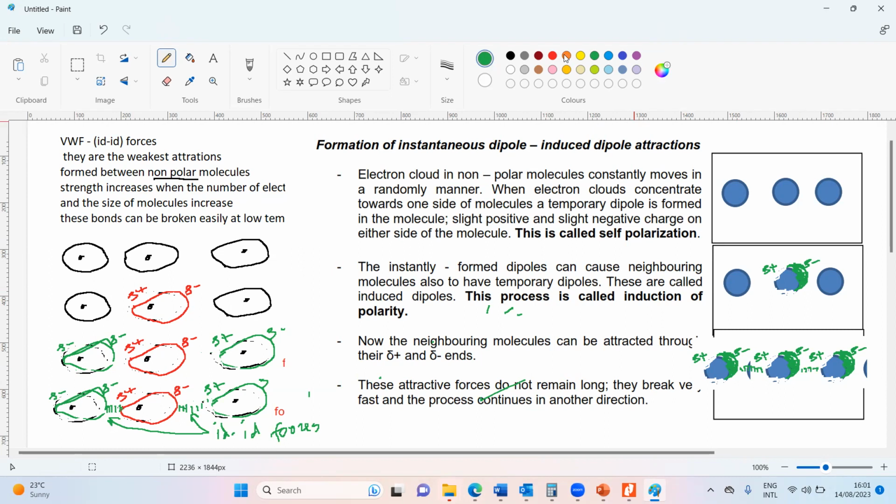Those are the ID forces. Please copy down the diagram, please.